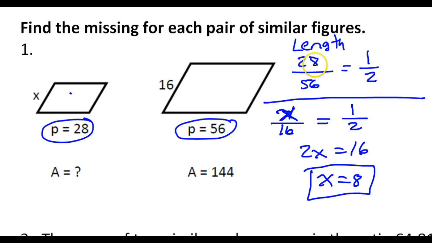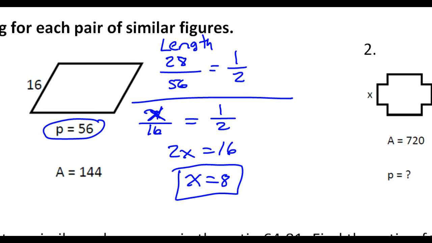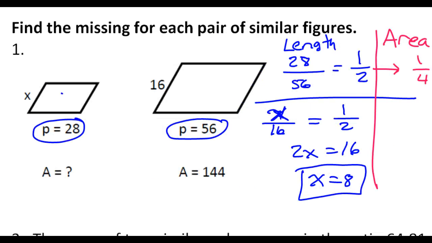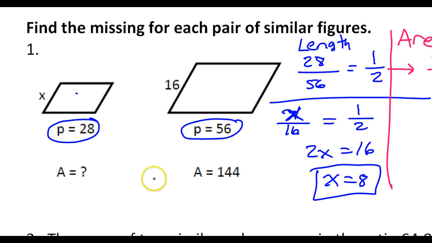Now here's the key. If the length scale factor is 1/2, what is the area scale factor? Maybe I should write that side by side. How about area? To get the area scale factor, I need to square this. So the area scale factor is going to be 1 to 4. 1 squared is 1, 2 squared is 4. So if I want to find an area, I'm going to use 1 to 4 as my scale factor.